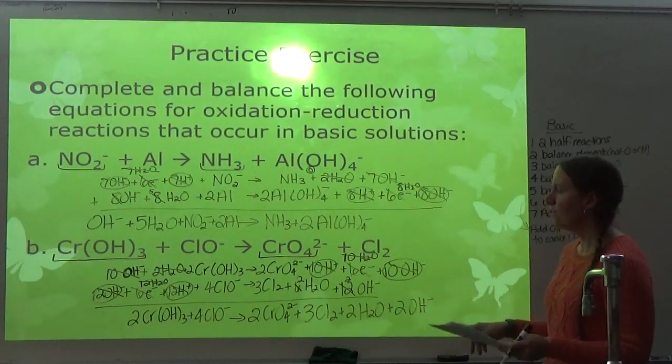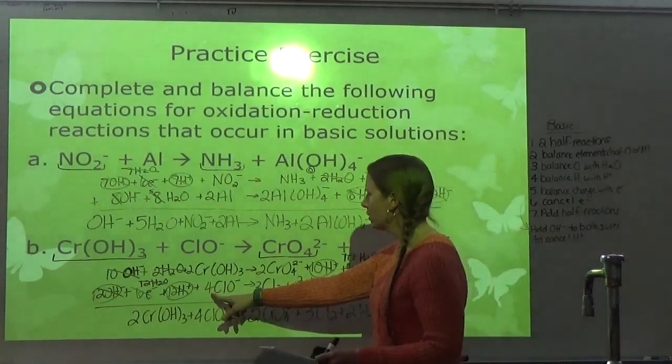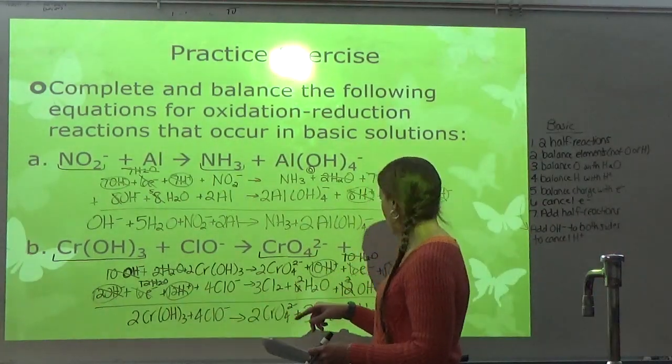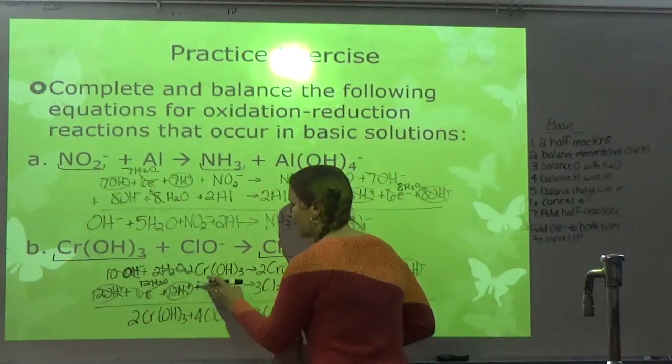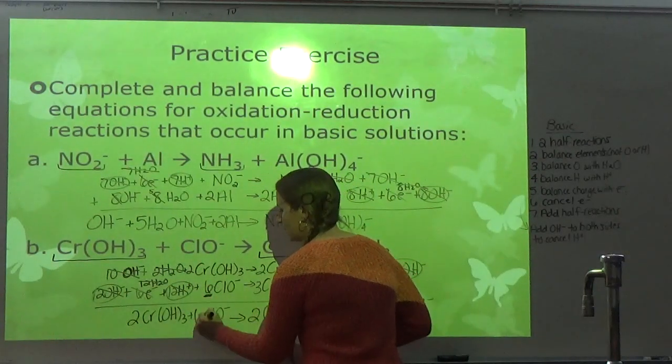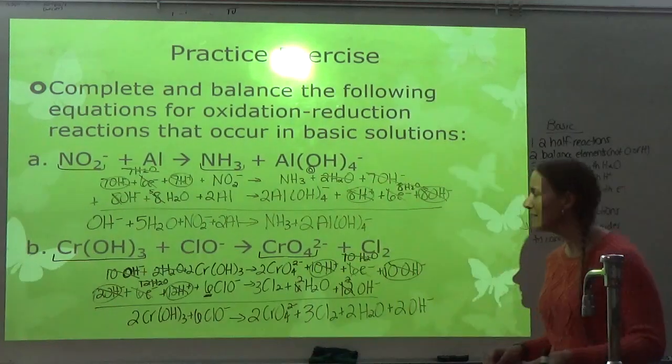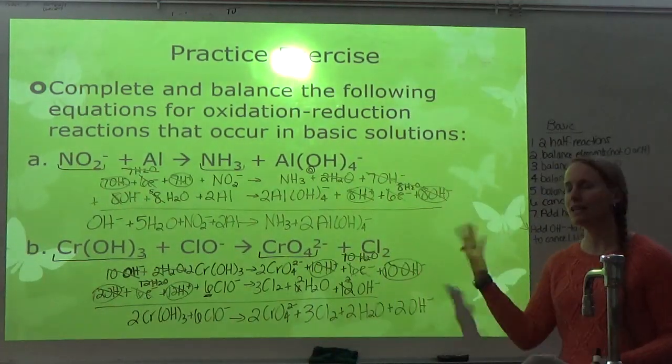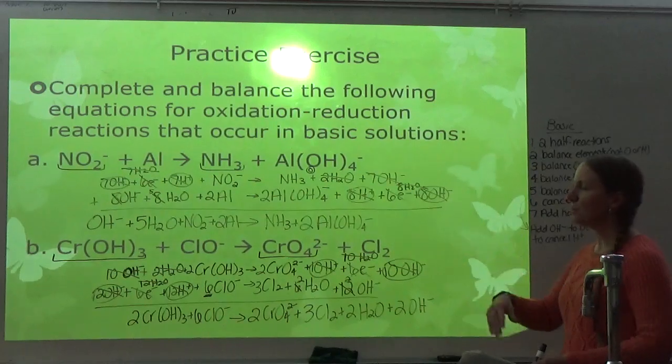Let's see. Oh, whoops, I do have an error. This right here should have been a 6. Oh, I was multiplying it by 3, not 2. I'm sorry about that, y'all. That should be a 6. So this should be a 6. Okay, see, that's what I mean. It's so easy, like with all the multiplying and the canceling and the charges and all that kind of stuff. So now I'm good to go on mine.